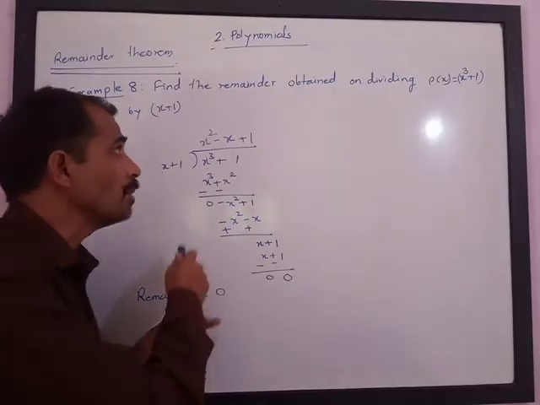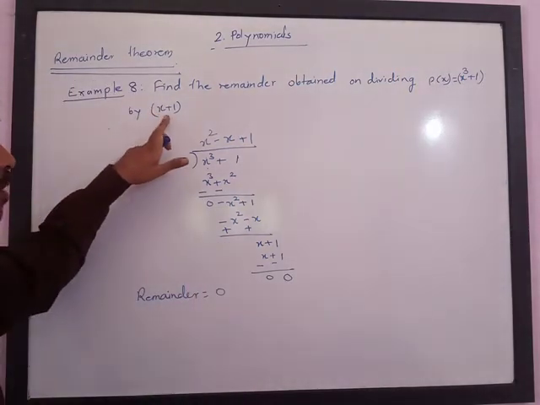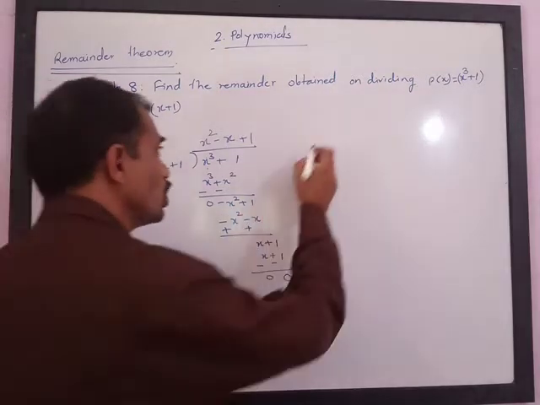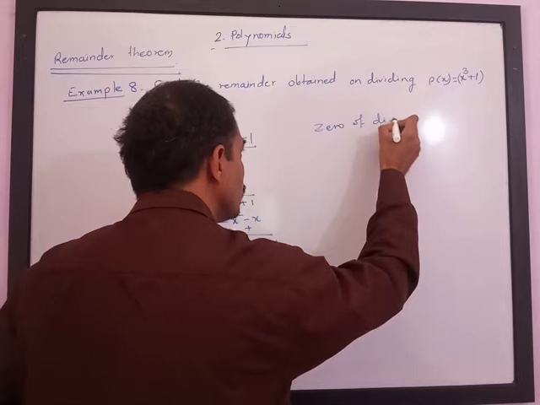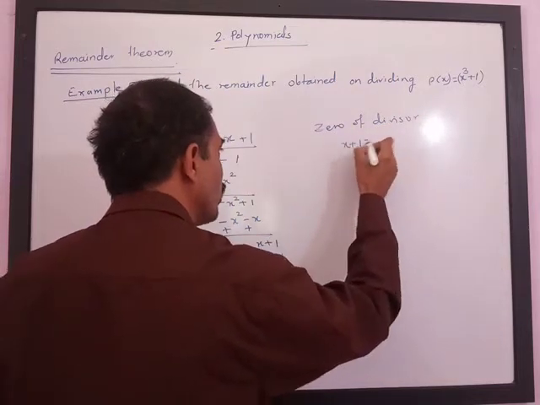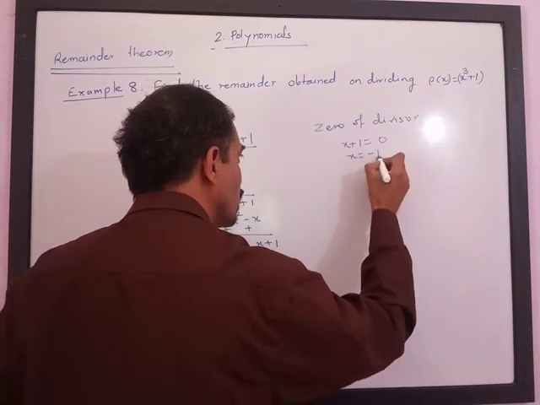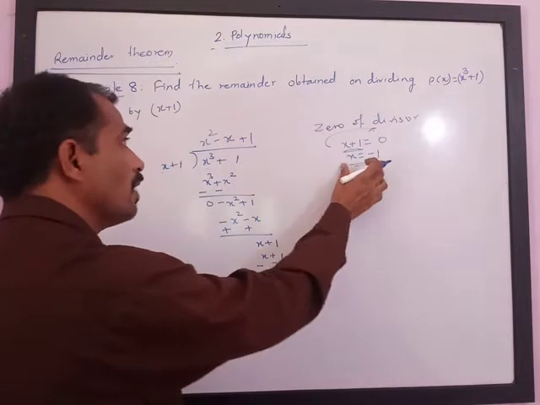This remainder can also be found by putting the zero of the divisor in the given polynomial. So zero of divisor. To find the zero, we equate x plus 1 is equal to 0. So we get x is equal to minus 1. Please note, this is the divisor. Now we have to put this value in p of x.